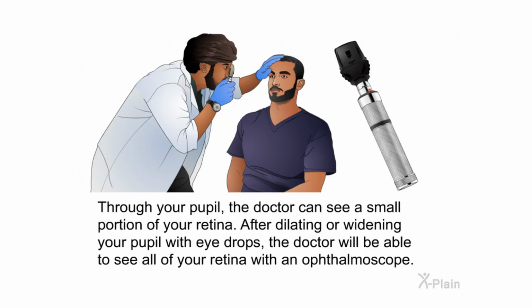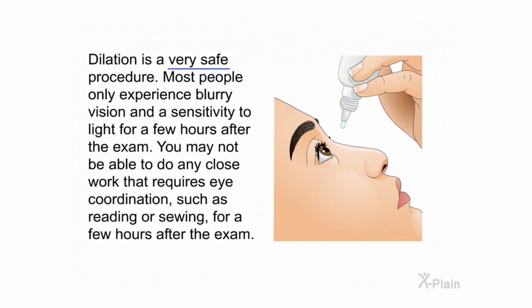Through your pupil, the doctor can see a small portion of your retina. After dilating or widening your pupil with eye drops, the doctor will be able to see all of your retina with an ophthalmoscope. Dilation is a very safe procedure. Most people only experience blurry vision and a sensitivity to light for a few hours after the exam. You may not be able to do any close work that requires eye coordination, such as reading or sewing, for a few hours after the exam.